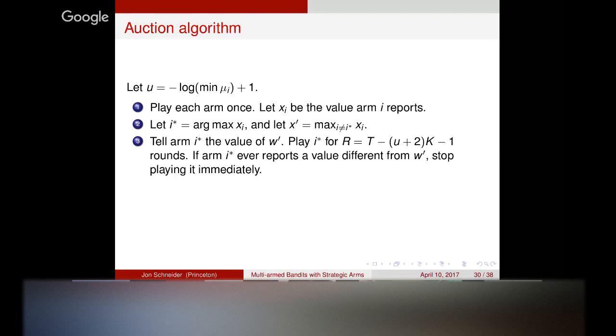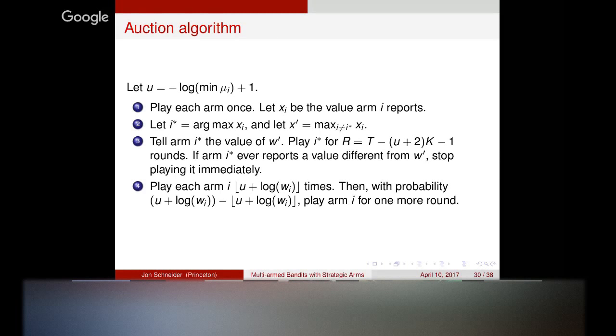And then what happens is you communicate to I star somehow the value of the second highest, oops, this should be an x prime, the second highest mean. And then you play the best arm for some number of turns, like the vast majority of the protocol. And you always ask I star to give you at least x prime. If it ever reports something smaller than this or different from it, just stop playing it.